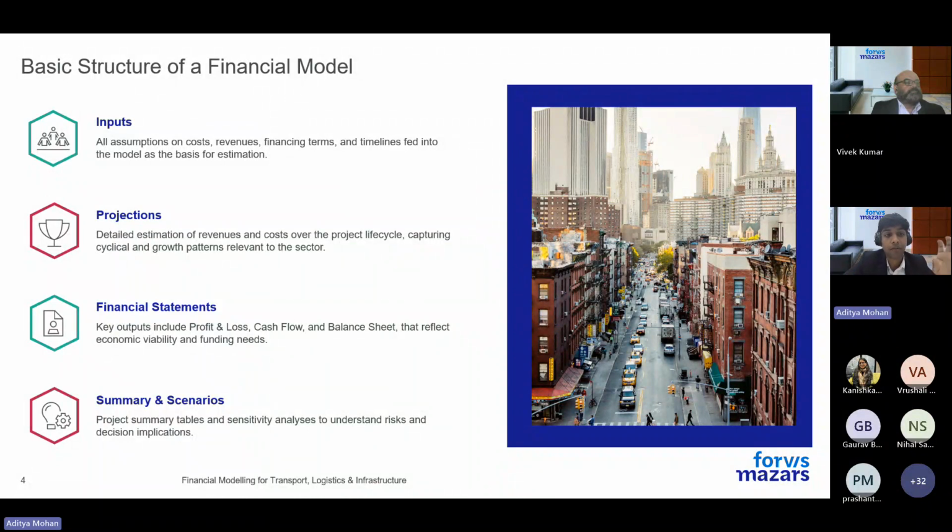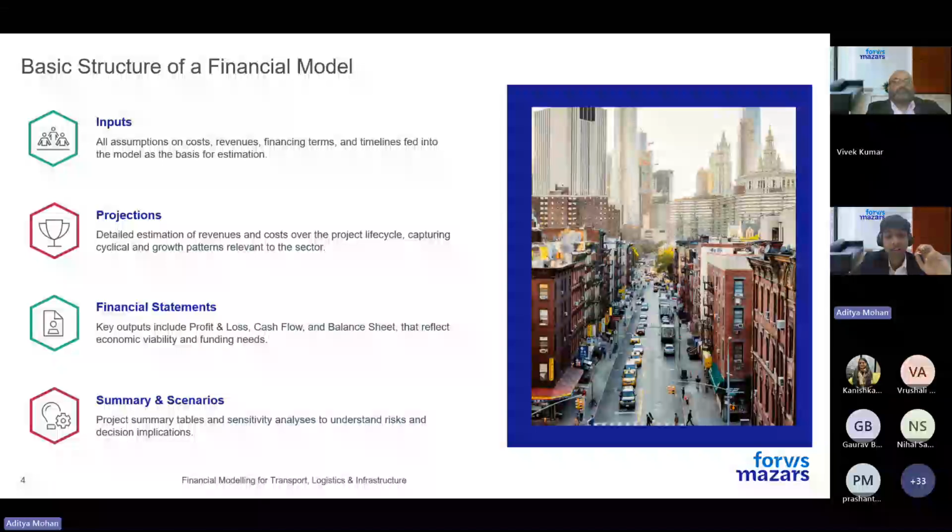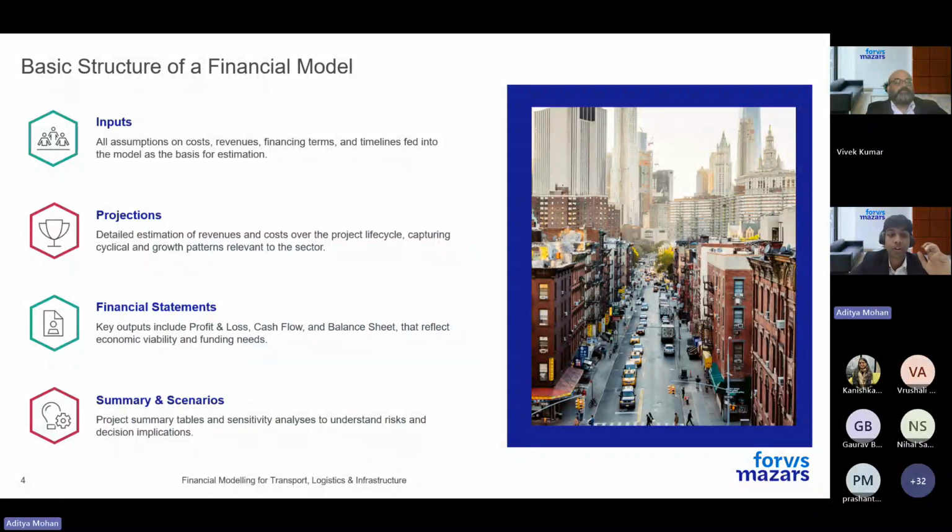Then, after all of this, all the projections flow into the core financial statements where they are consolidated into the following statements. The first statement would be profit and loss, which you make to assess profitability. Then you make cash flow to assess liquidity and funding requirements, and then balance sheet to ensure that the capital structure is balanced and viable. Now, these three statements are standard statements for reporting of financial numbers. You will see them in annual reports of all the companies.